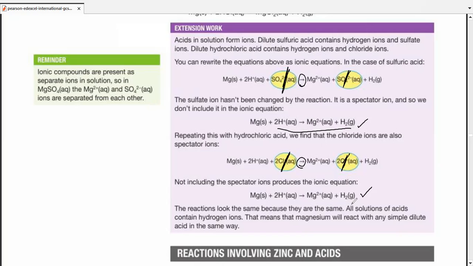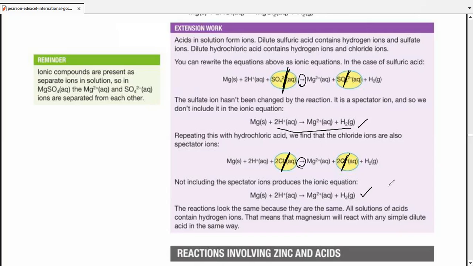The ionic equation looks the same because that's what happens in a displacement reaction. All solutions of acids contain hydrogen ions. This means any reactive metal, such as magnesium, will react with any simple dilute acid in the same way. And the same displacement reaction would occur, hence they would give the same set of ionic equations.